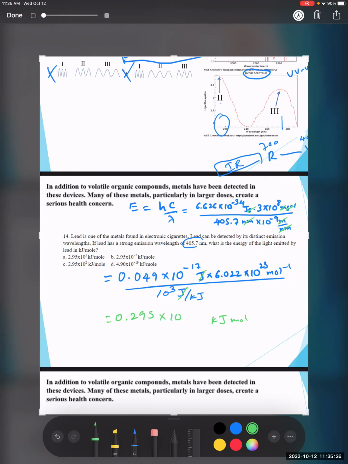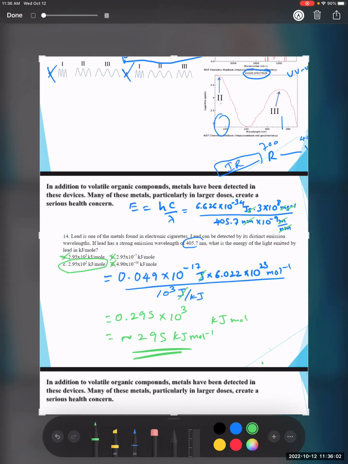10 to the power of minus 17 times 10 to the power of 23 is 10 to the power of 6, and then 10 to the power of 6 divided by 10 to the power of 3 is 10 to the power of 3. That means this is about 295 kilojoules per mole. That's your answer. It's not option A, not option B or D, it's option C, and that's your correct answer.